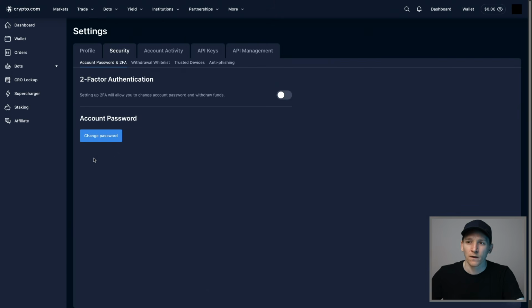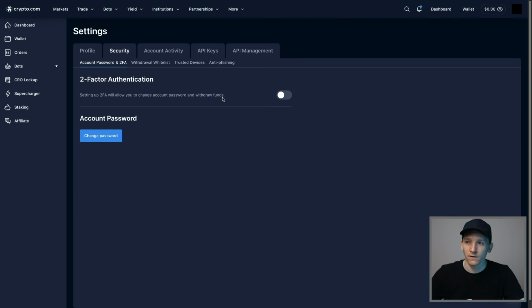I would put this on. So 2FA is two-factor authentication. Go and download Google Authenticator. It's completely free, and you can set it up right here. So this is a 6-digit code that refreshes every 30 seconds. As you can see, once you have this, you can change your account password and withdraw funds. So set that up, and every time you want to do something important, it's going to ask you for that code with Google Authenticator.